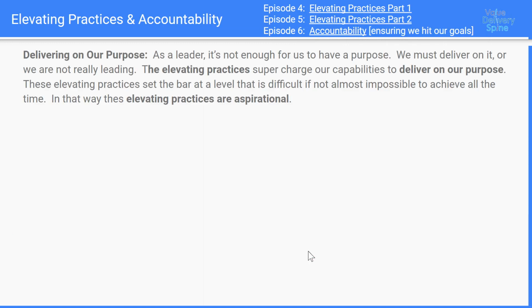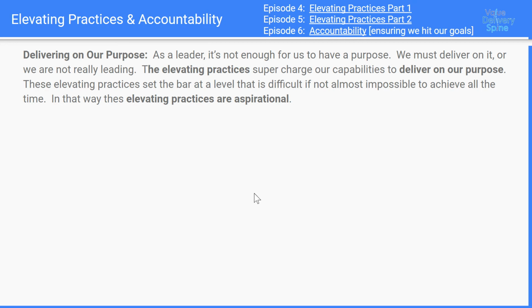All right, now that we've looked at the basic building blocks of developing ourselves, we want to look at some elevating practices. And these elevating practices, this one slide encompasses the ideas from 3 episodes, episode 4, 5, and 6. So it is packed in a lot, but these elevating practices are aspirational. In other words, you won't be able to do all of these things all of the way, all of the time. They are very difficult practices, and they're designed to be that way to really grow your capabilities.